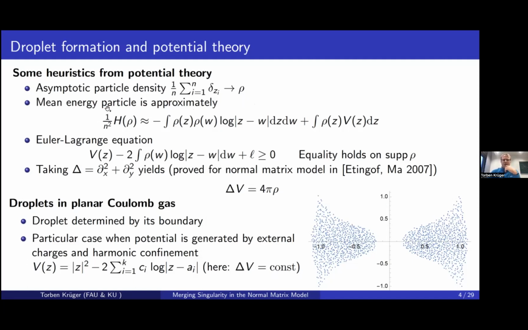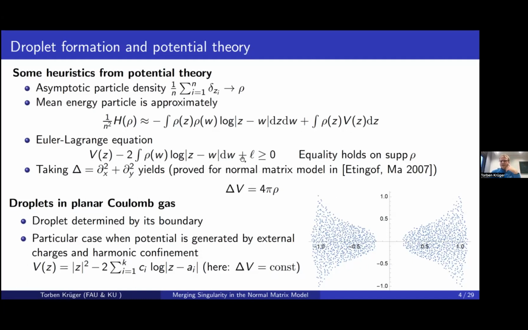If you just normalize it by 1 over n squared, then the Hamiltonian will approximately be this kind of log interaction, and then this density integrated against the external potential. And of course, this can also be made rigorous. So if you want to know what this rho will be, then you should just minimize this kind of function. And if you do that, it means that you differentiate with respect to rho, and then the Euler-Lagrange system will just be the equation here.